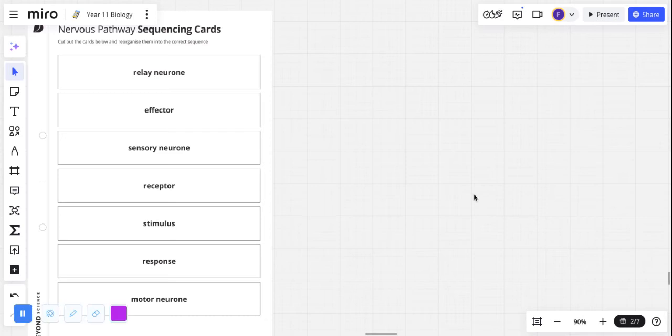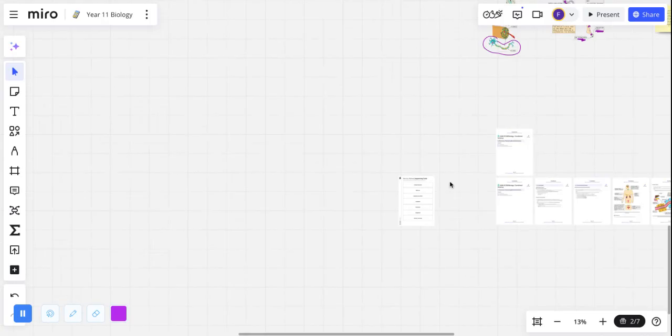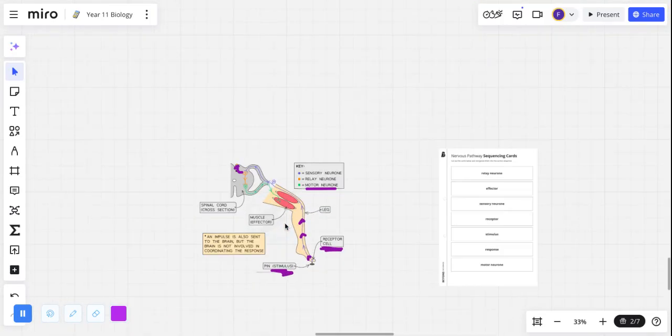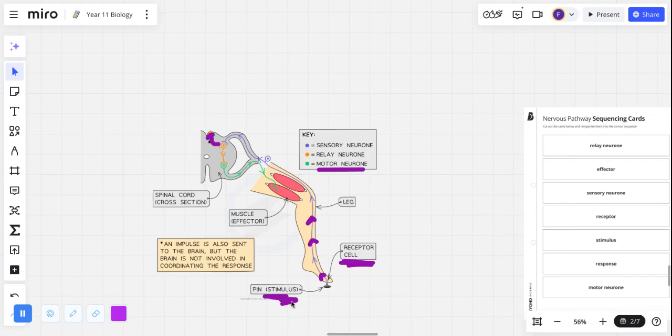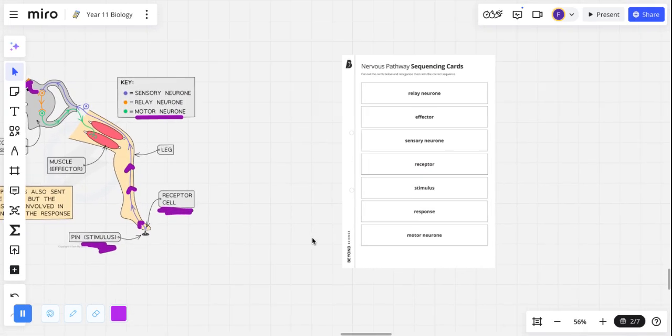Not done this lesson. So the reflex arc can look really rather complex. It looks like this diagram here. Now, this is the reflex arc, and there are some key words you need to know. The stimulus is some environmental thing that we're responding to. In this case, it's a pin. So a reflex arc always starts with a stimulus.